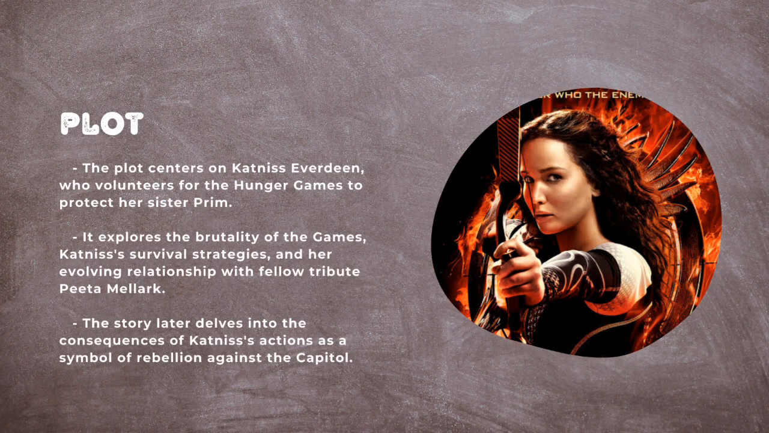The second element is plot. The plot centers on Katniss Everdeen, who volunteers for the Hunger Games to protect her sister, Prim. It explores the brutality of the games, Katniss' survival strategies, and her evolving relationship with fellow tribute Peeta Mellark. The story later delves into the consequences of Katniss' action as a symbol of rebellion against the Capitol.